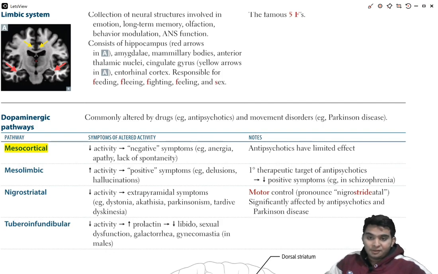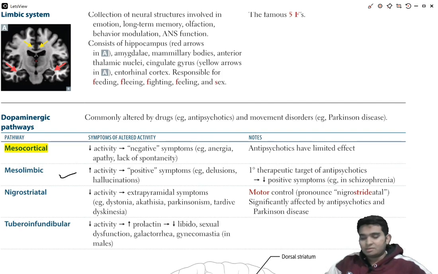Antipsychotics have limited effect. Antipsychotics do not have an effect on negative symptoms of schizophrenia. Atypical antipsychotics have some effect and may improve the negative symptoms of schizophrenia.